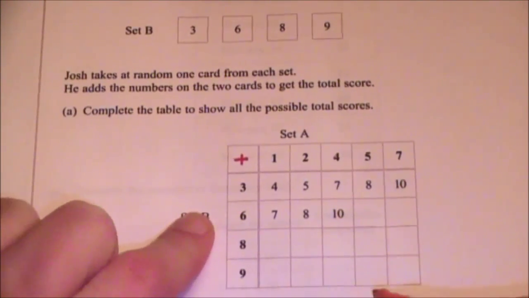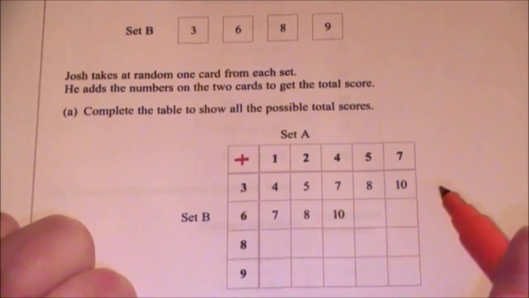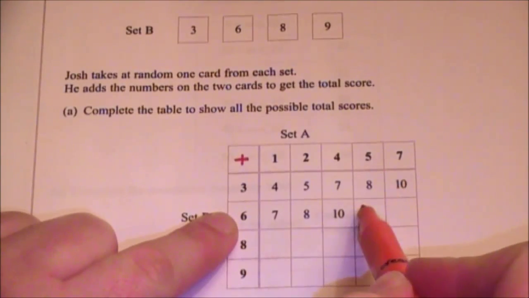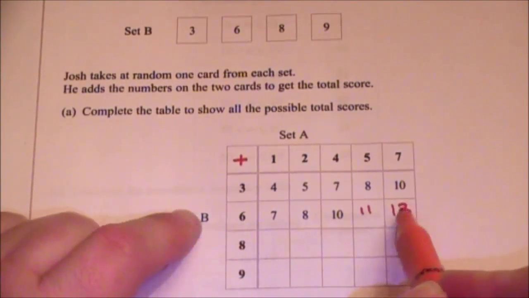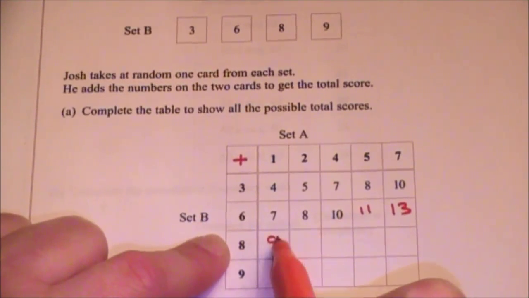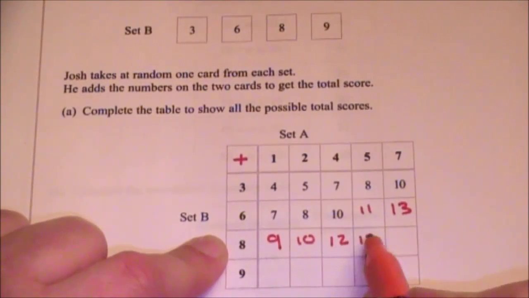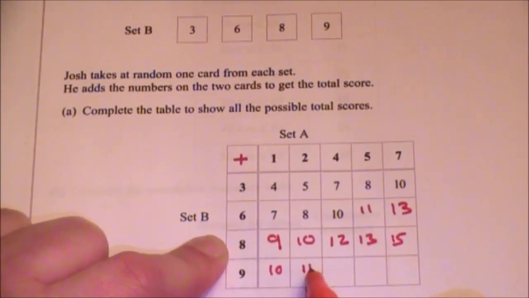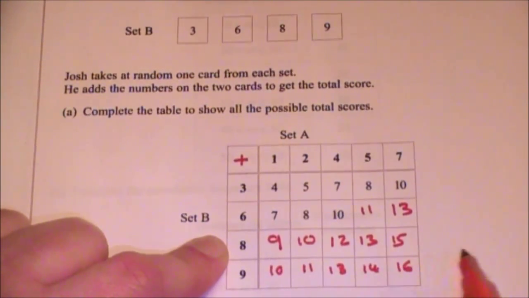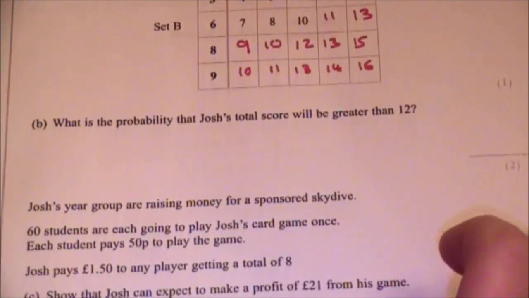Now when you're filling these in, you'll probably notice a pattern as you go. I'm not going to rely on the pattern now, I'm just going to actually add them. 6 and 5 is 11. 6 and 7 is 13. 8 and 1 is 9. Then we've got 10, 12, 13 and 15. 10, 11, 13, 14 and 16. So that's my completed decision matrix.